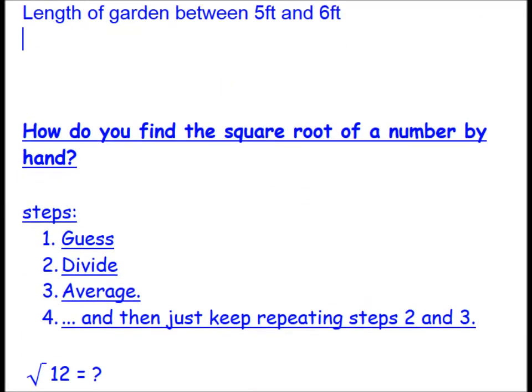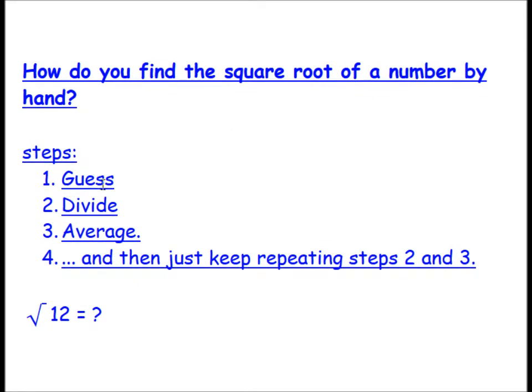How to find the square root by hand? First we need to follow these steps. We need to first guess, then divide, and then average, and then just keep repeating steps 2 and 3. So let's guess for the square root of 12. 12 is between 3 threes are 9 and 4 fours are 16, so the square root is between 3 and 4. 16 is too high and 9 is too low.